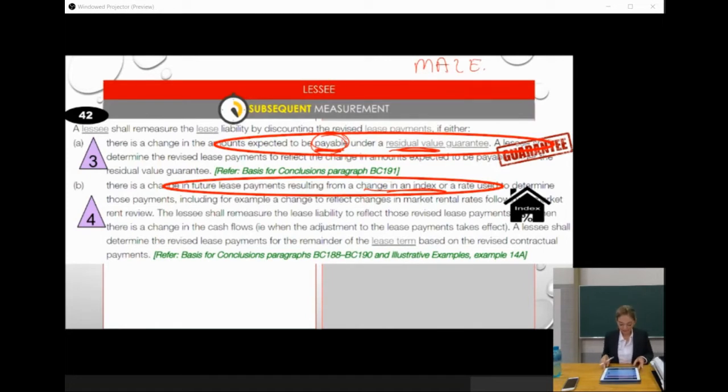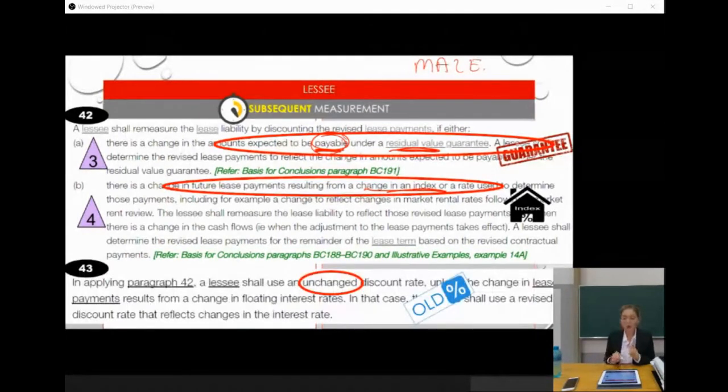Good. So if we have a male remeasurement, what do we do with that? Paragraph 43 tells us that if we have one of these situations, we use an unchanged discount rate. So we continue using the rate that we used for our initial measurement. Because remember, from the beginning we knew it was going to change. So therefore we continue using that old rate. We don't use a new rate.